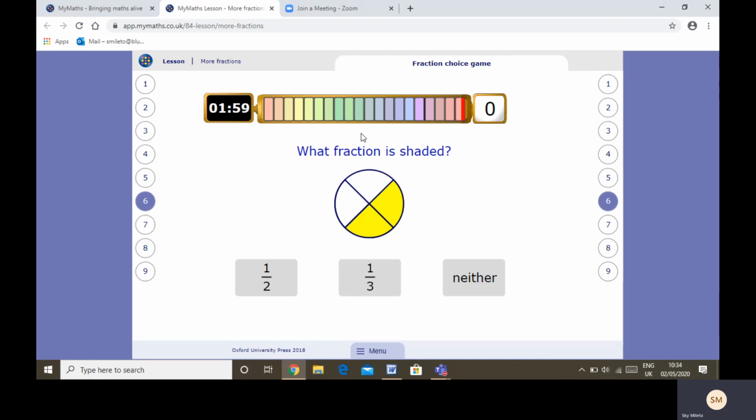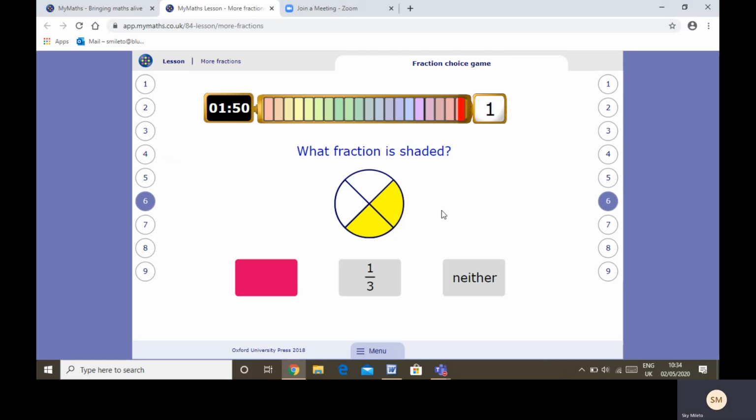So I can see here, this is my time bar. Remember, the time is going down. See as many as you can answer as possible. I can see 1, 2, 3, 4. 2 are shaded in. 2/4 is the same as 1/2. So I've got 1. I've got that one correct.